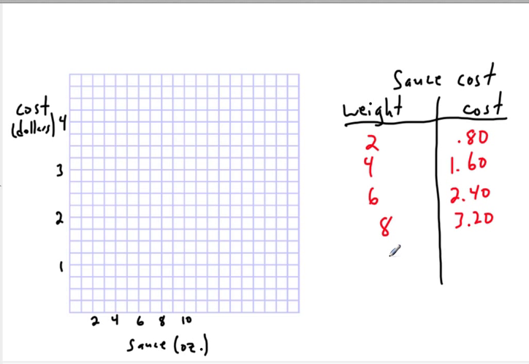So you can guess before I start graphing this, is this going to be linear or nonlinear? Maybe you can tell by the chart here. So 2 is 0.8, so that's going to be about right there. 4 is going to be 1.6. So that's going to be about, let's see, about right here. 6 is going to be 2.4. Should be about here. 8 is going to be 3.2. So that should be about here.